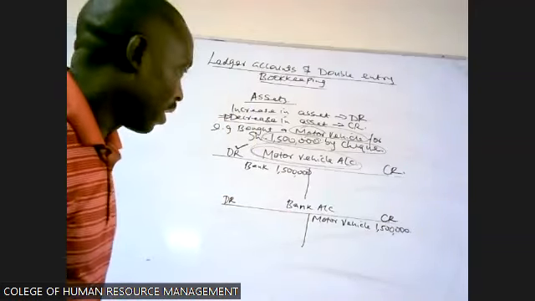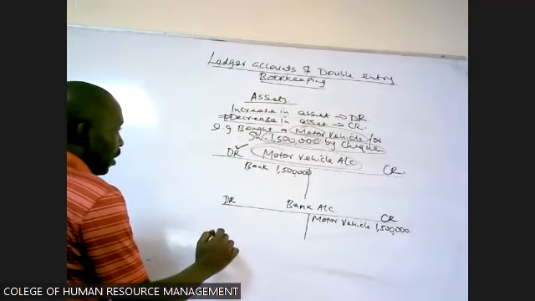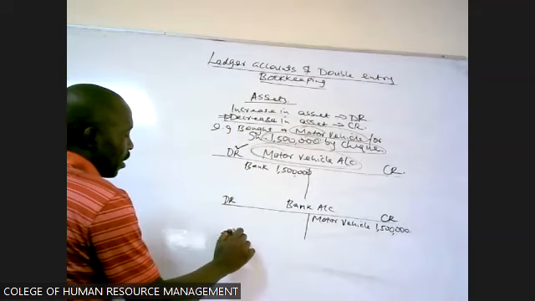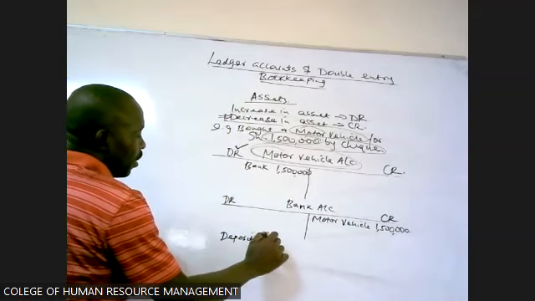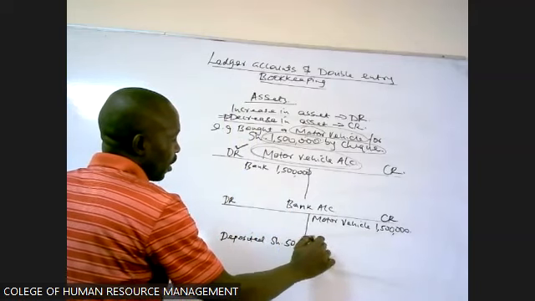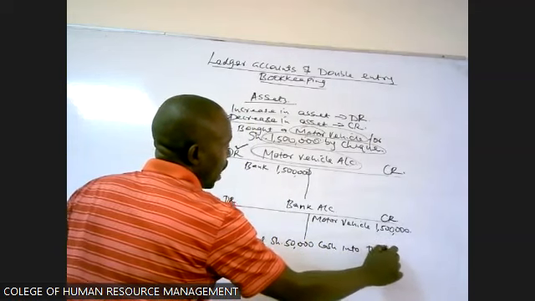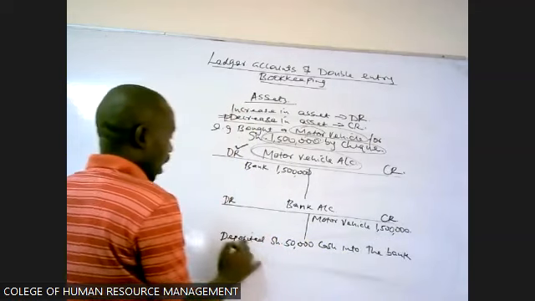Let me give you another example, whereby we are told: deposited shillings 50,000 cash into the bank account.